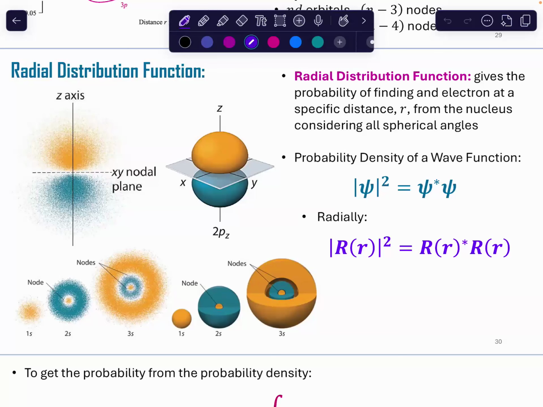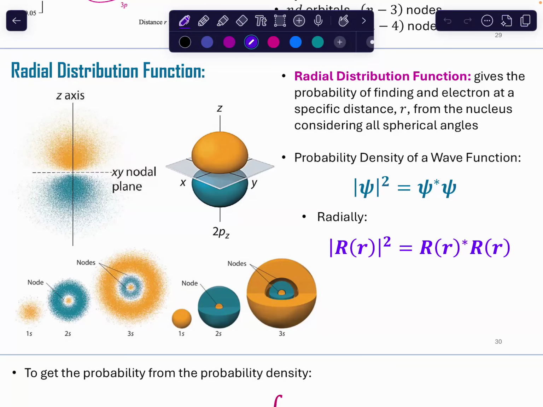All righty. Let's see if we can finish up chapter one here. So where we left off last time is we were looking at the radial distribution function. The radial distribution function, as you can see, is going to tell us the probability of finding an electron at some distance r from the nucleus.